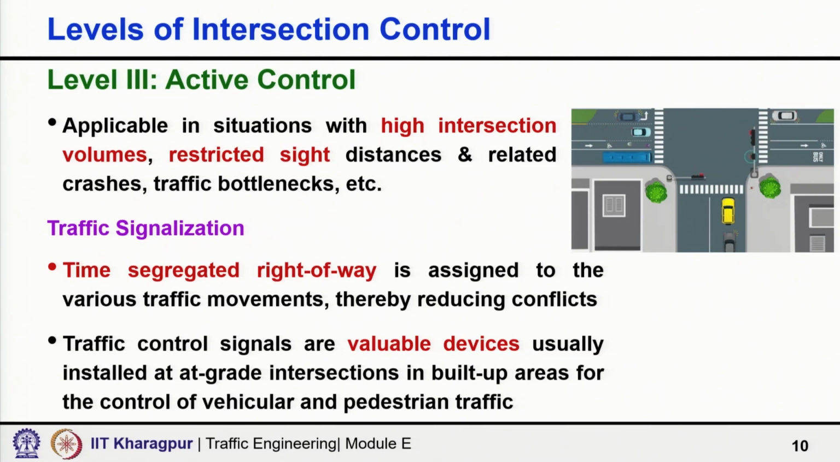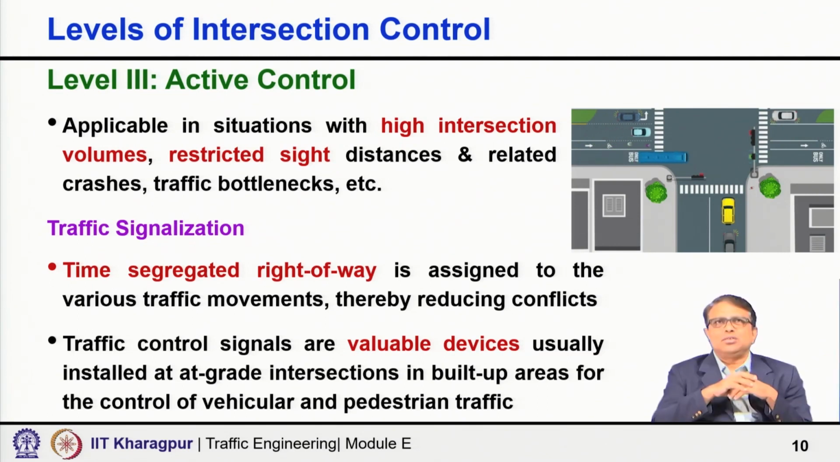So, if traffic signalization provides satisfactory performance, fine. If even traffic signalization is not able to produce the required capacity to maintain a certain desired level of service, then to improve the operation further, go for grade separation.